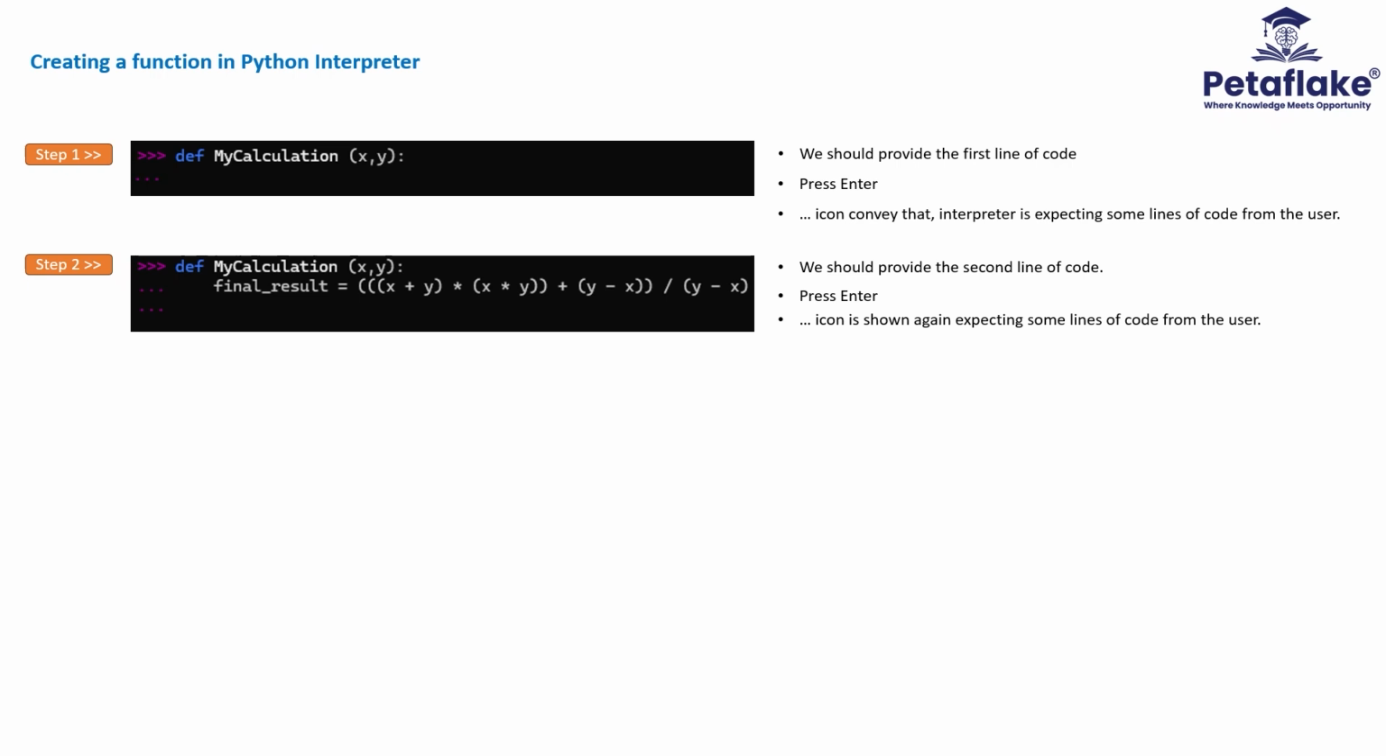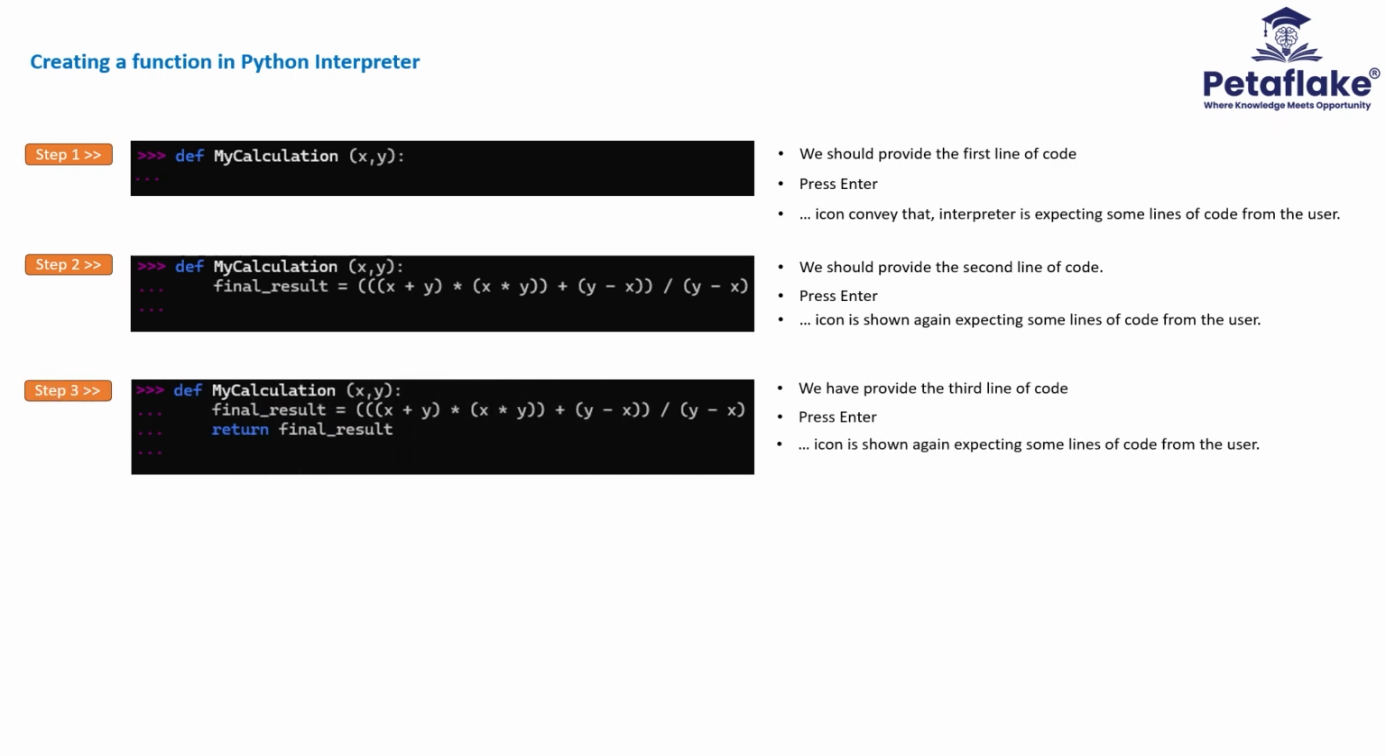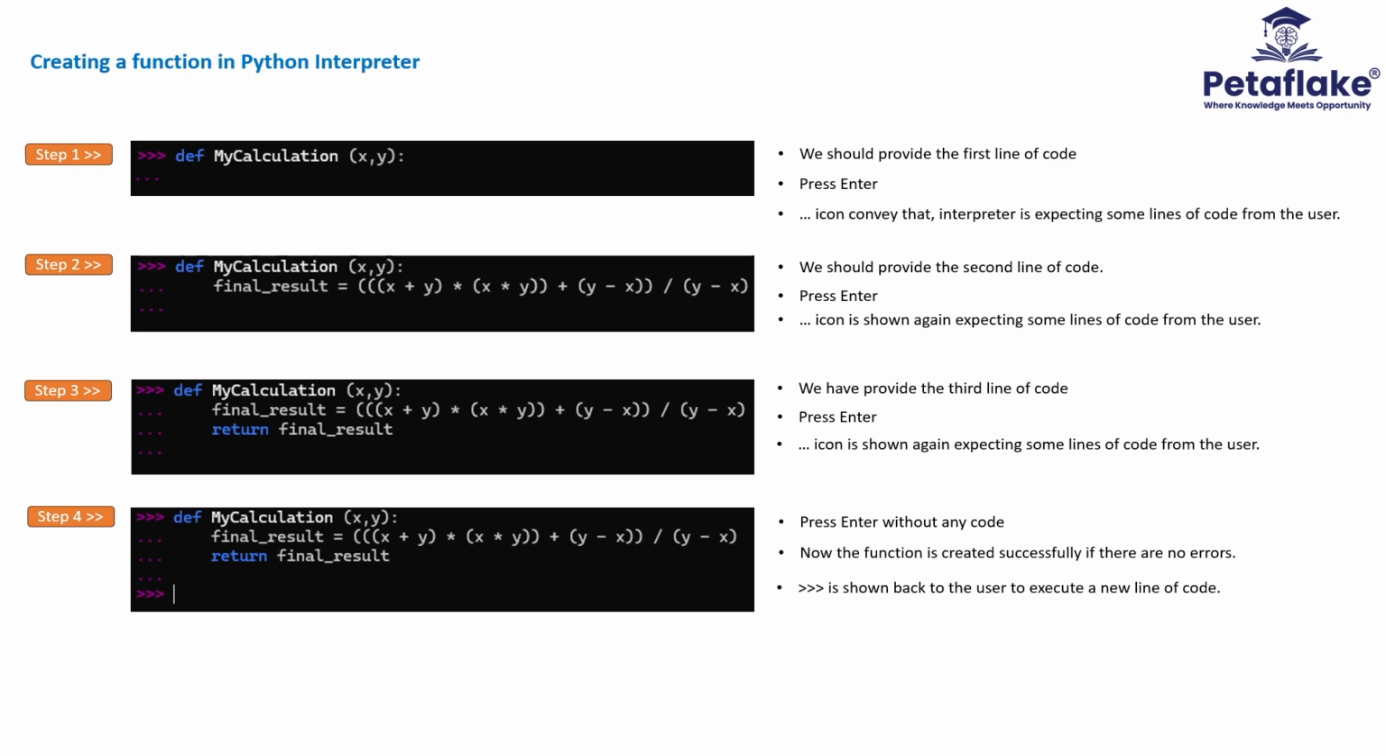Now we should write the third line of code and press enter. We will again get 3 dots asking for some more lines of code for the function. As we have already provided our complete function code, we do not have any lines of code available to write here. We need to just press enter without writing any line of code. As we did not provide any code, the interpreter understands that the complete function code is provided by the user, and the interpreter will not show the 3 dots again asking for some more lines of code for the function.